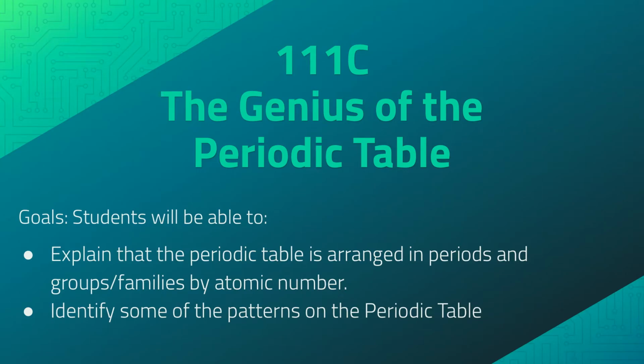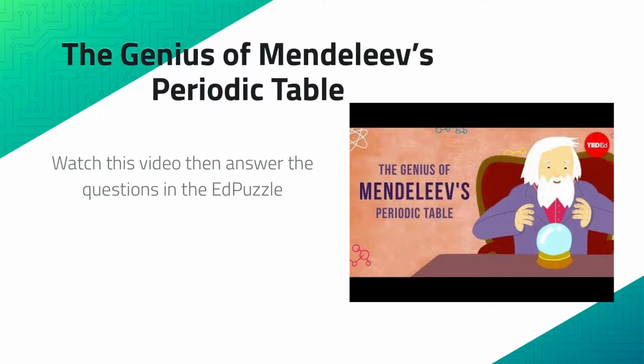Hi everyone, it's Mrs. Summer here to talk about Lesson 111, The Genius of the Periodic Table. In this lesson, students will be able to explain that the periodic table is arranged in periods and groups/families by atomic number and identify some of the patterns on the periodic table.